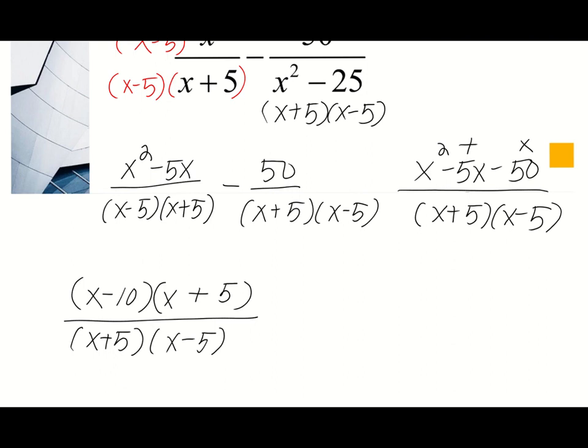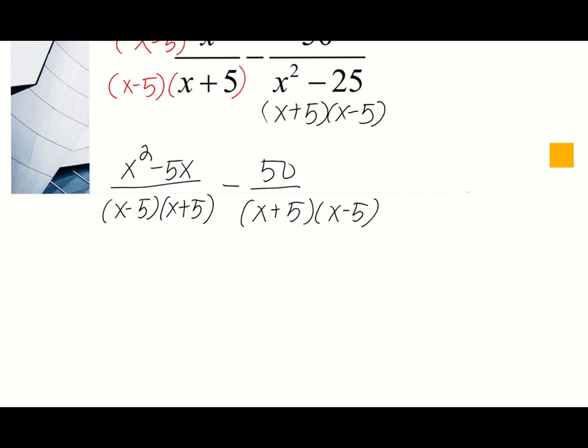So like denominators, subtract, factor, anything cancel? Well, my x plus 5s cancel. So my simplified result is x minus 10 over x minus 5. And hopefully that is what you got as well.